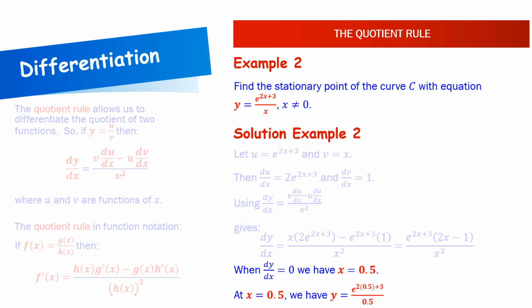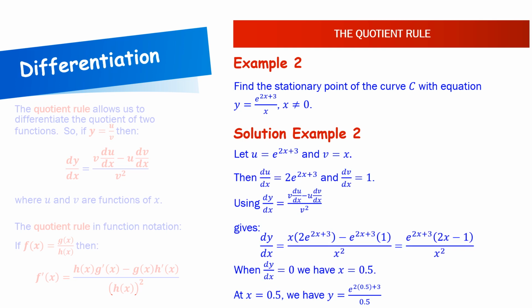At x equals 0.5, we can plug in x equals 0.5 into the formula for y to give us this expression shown here. Tidying up gives us 1 over 0.5 is 2. E remains of course as it is, and this is raised to the power 4, as shown here. So therefore the stationary point occurs at 0.5, 2e to the power 4.